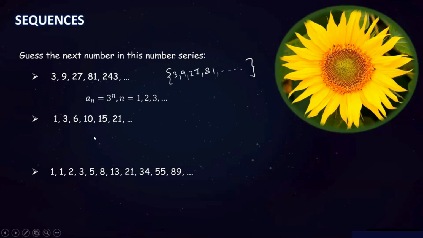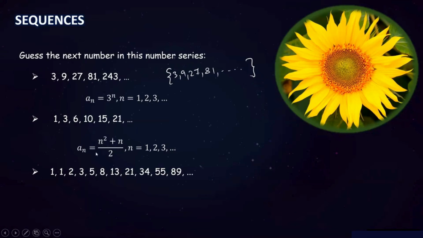Similarly in the second sequence, if you look at all these numbers, the nth number can be found as: an is equal to (n square plus n) by 2. If you take n equal to 1, you see 1 plus 1, 2 by 2, which is 1. The first number is 1. If you take n equal to 2, you must get the second number. So n square, 4, plus 2, 6 by 2, it is 3. So we got the second number. If you take n equal to 3, we must get the third number. Yes, 9 plus 3, 12, 12 by 2, it is 6.